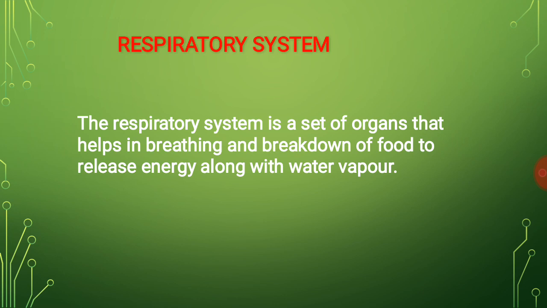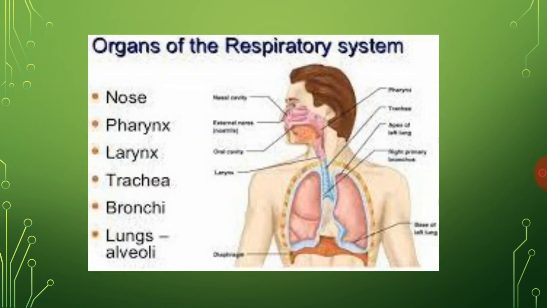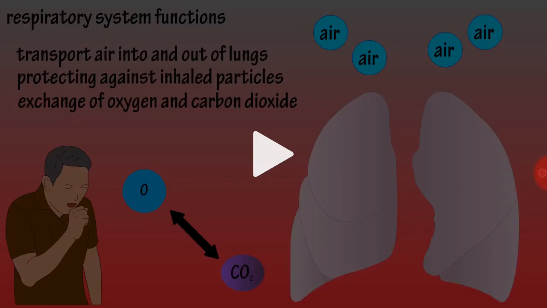The respiratory system is a set of organs that helps in breathing and breakdown of food to release energy along with water vapor. The respiratory system consists of the following organs: nose, pharynx, larynx, trachea, bronchi, lungs. Let us learn about the components of the respiratory system.